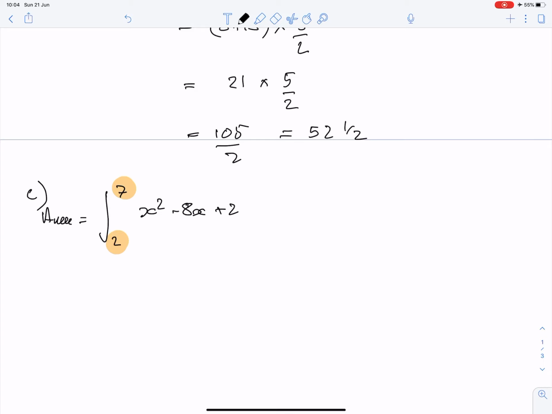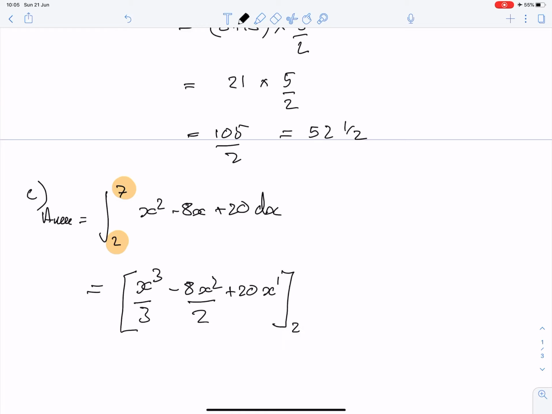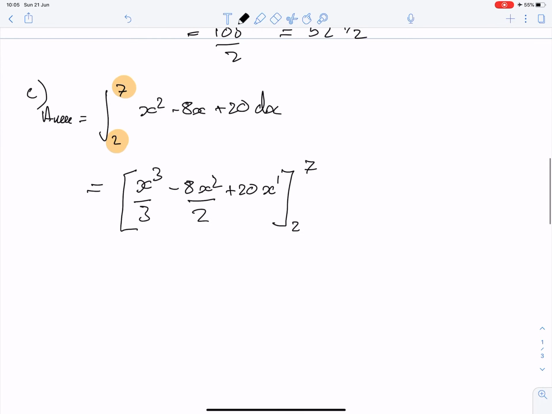Integrating, we write down the constant, which is 1, add 1 to the power, divide by the new power. Write down the constant, negative 8, add 1 to the power, divide by the new power. Write down the constant, which is 20, add 1 to the power of x. Well, x was x to the 0, so it's now x to the 1 over 1, which we don't write down. We don't need the plus c because we've got limits.